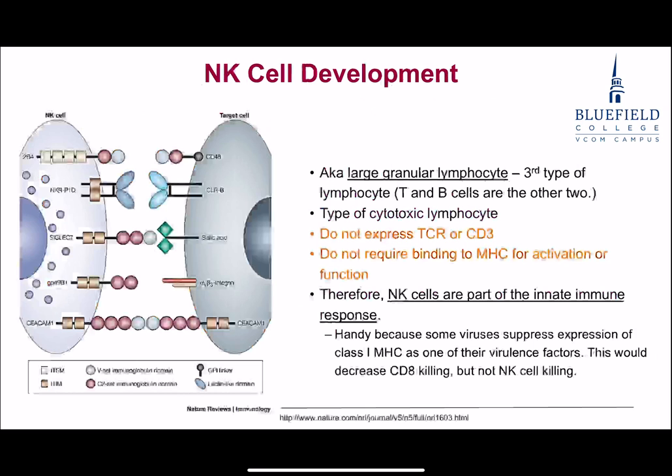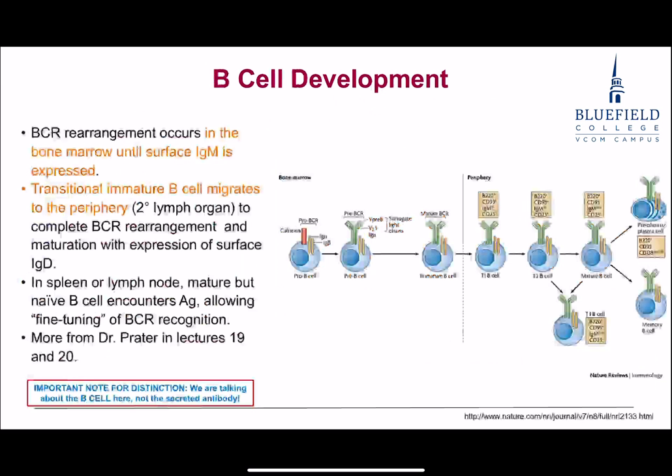B cell development. All of this happens in the bone marrow. And you go through the process of rearranging the receptor, expressing your light chain, your heavy chain. We'll talk about those in detail in a second, until you get to the level of IgM being expressed.